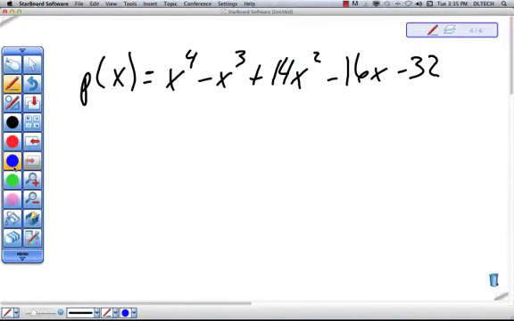Today we're going to find all the possible rational zeros of a given polynomial and all zeros. To find all possible rational zeros, we look for the constant number, which is negative 32, and the leading coefficient, which is 1.